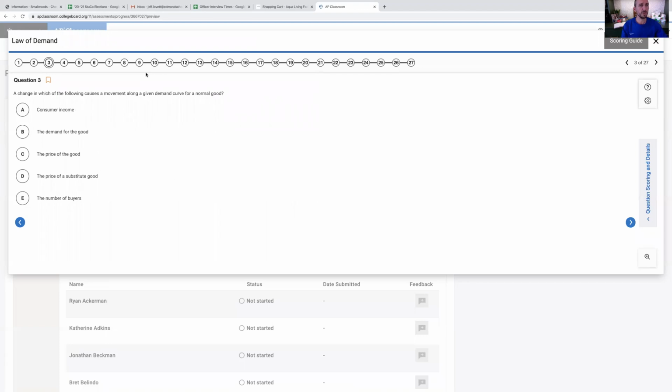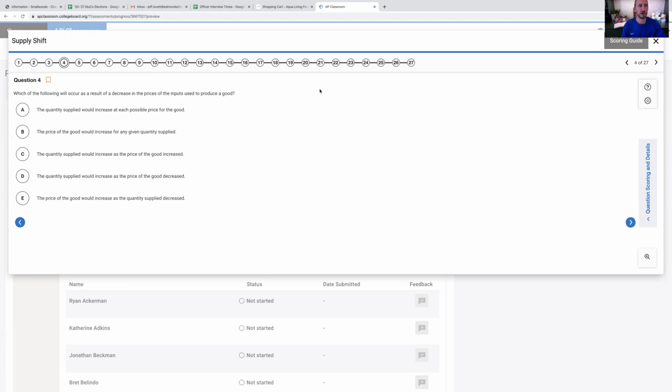A change in which of the following causes a movement along a given demand curve for a normal good? The only thing which causes a movement along the curve is a change in the price. A change in anything else is going to shift the entire curve. Okay, so your answer here, what causes a movement along a demand curve? That would be a change in the price of the good in question. Answer choice C.